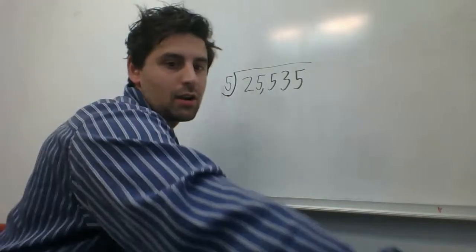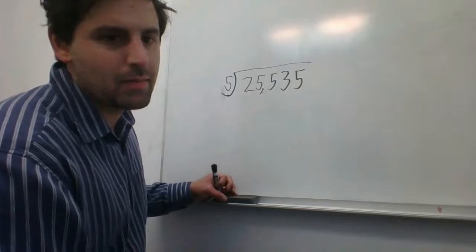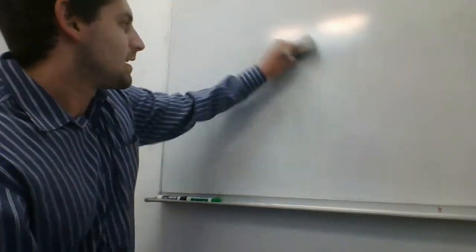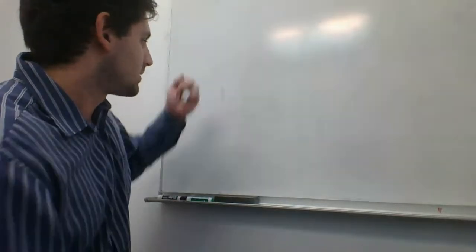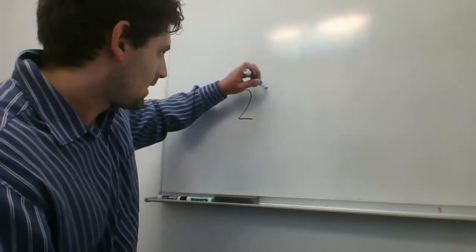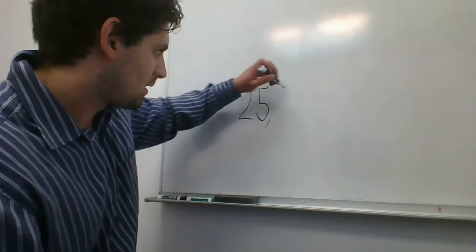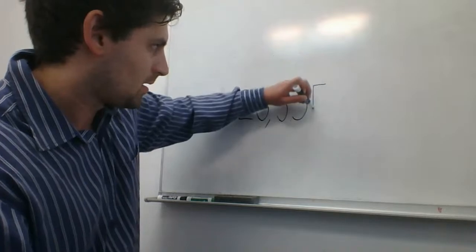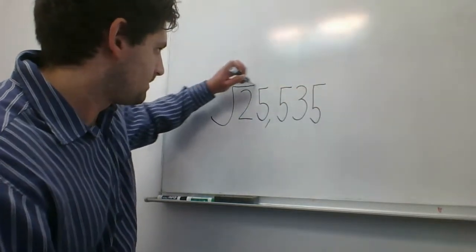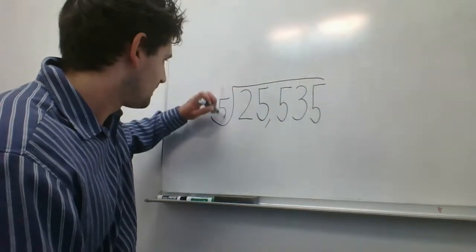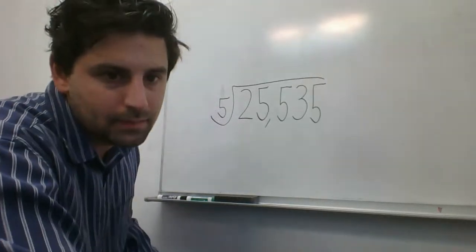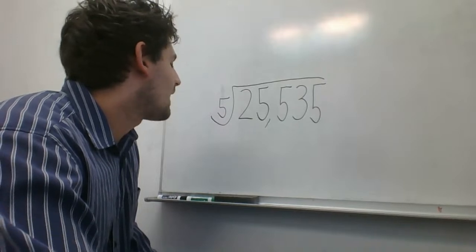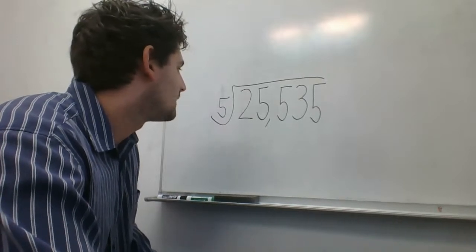So we want to start. Can you see that problem? Let me make that problem a little bigger, because if it looks hard to see for me, then it's probably hard to see for you. All right, there we go. 25,535 divided by 5.